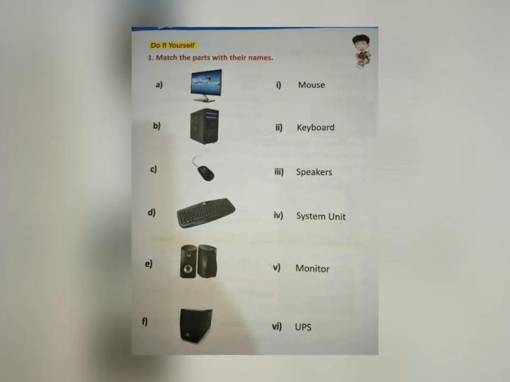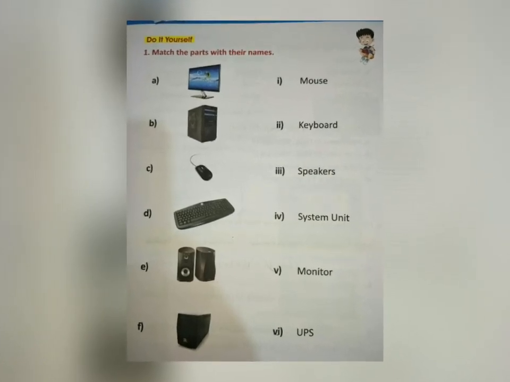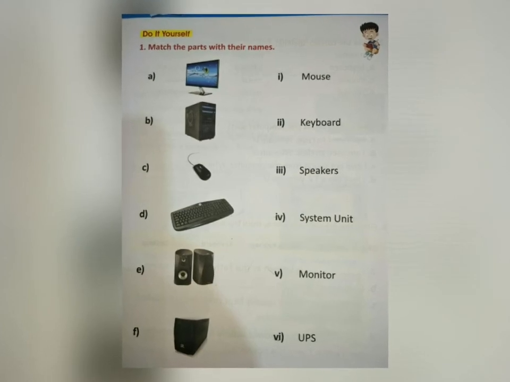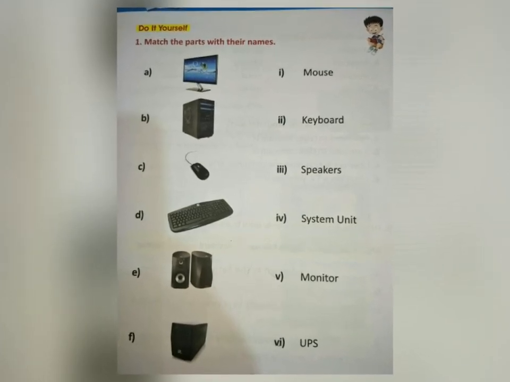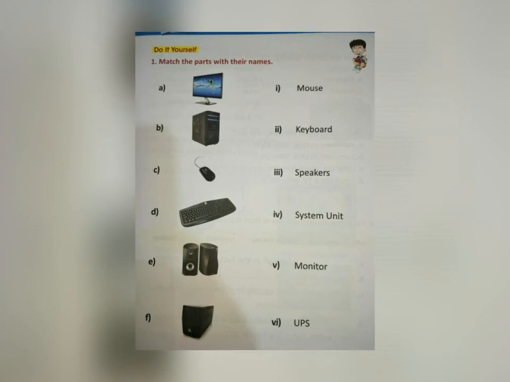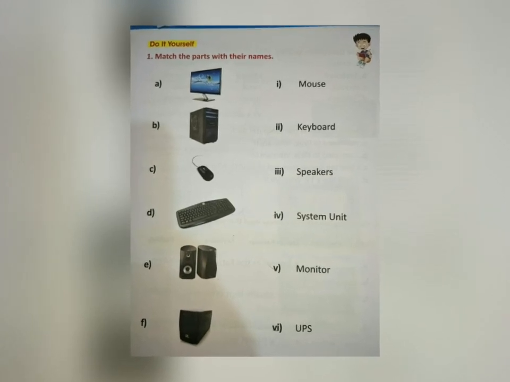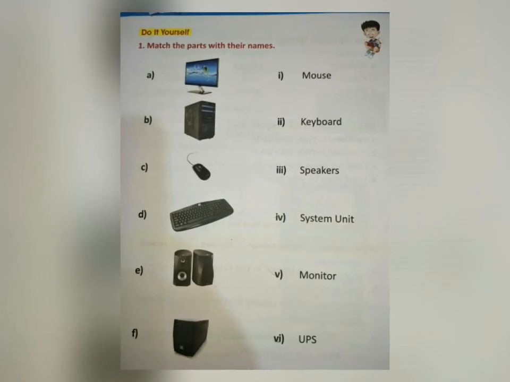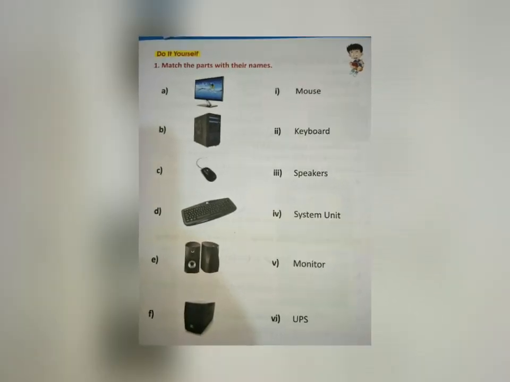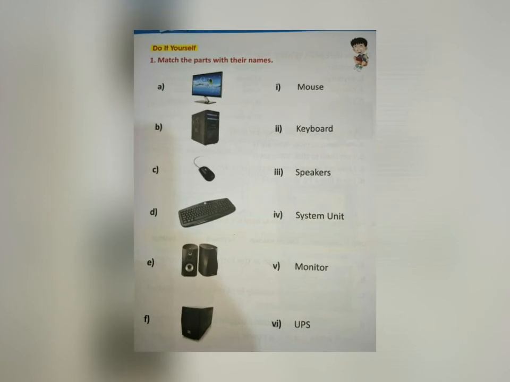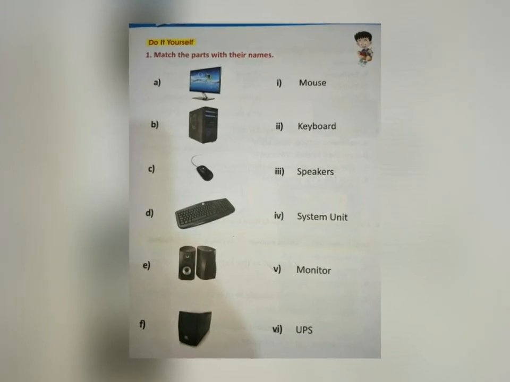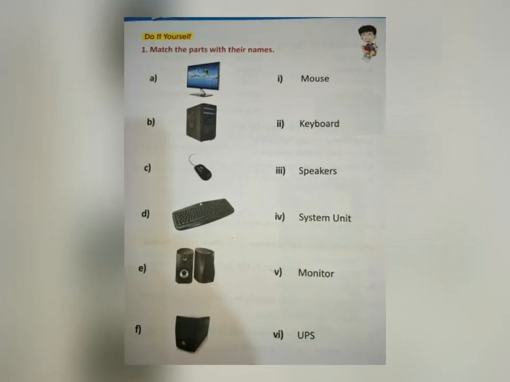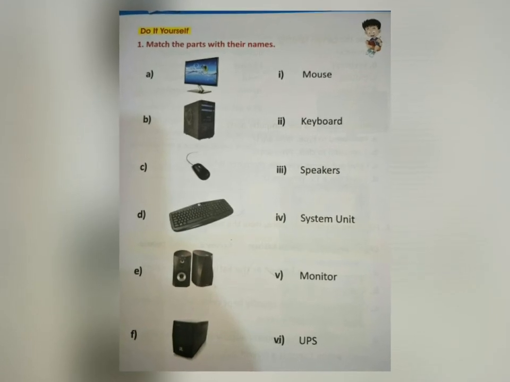Now dear, a small match the following. I will ask you a question and then I will give you the answers also. First, see what is in the A. What is this? It is monitor. Right, it is monitor. So it will be B. Fifth number is the right answer.